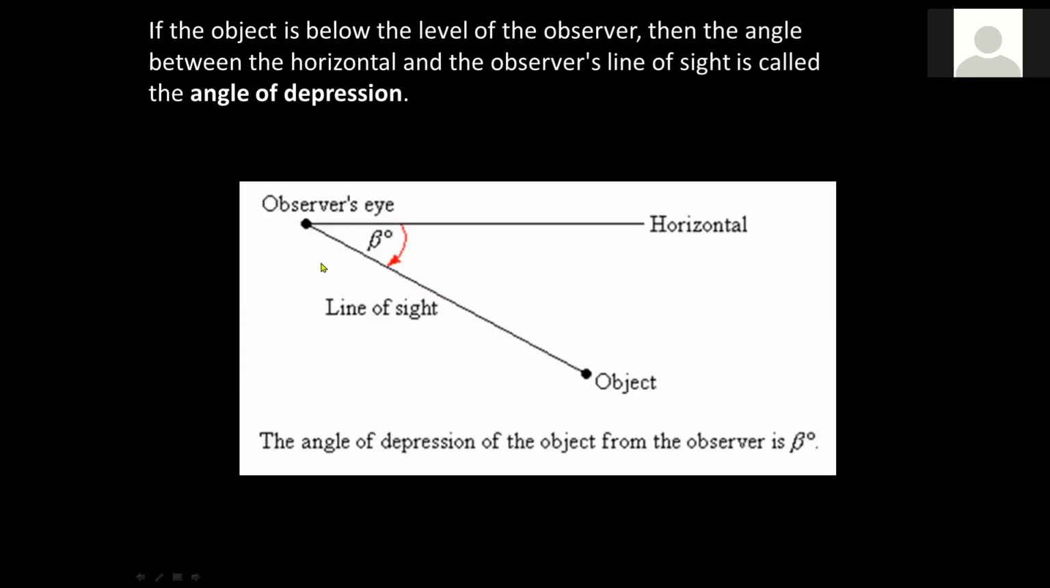So kung titingnan natin, nasa taas yung observer's eye natin na nakatingin sa object below. Okay? So yung mata ng nag-o-observe nakatuon sa object, kaya ito yung ating line of sight. At ang angle of depression natin, we will use the symbol beta. So the angle of depression of the object from the observer is the symbol beta.